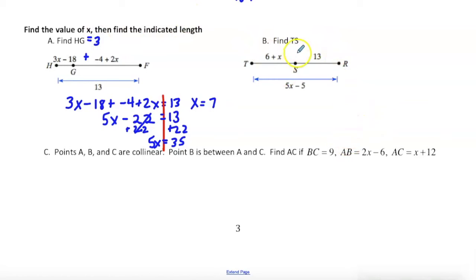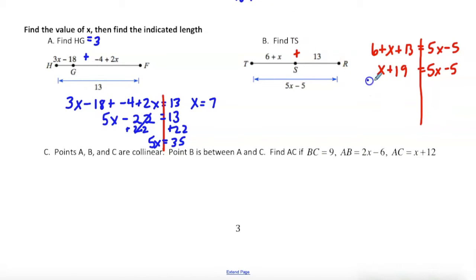Same thing here. The two smaller pieces equal the bigger piece. So we're gonna write 6 plus x plus 13 is equal to 5x minus 5. So then you're gonna combine like terms. 6 and 13 make 19. And then you have a variable on both sides. So I like to move the smaller. I'm gonna subtract x from both sides.